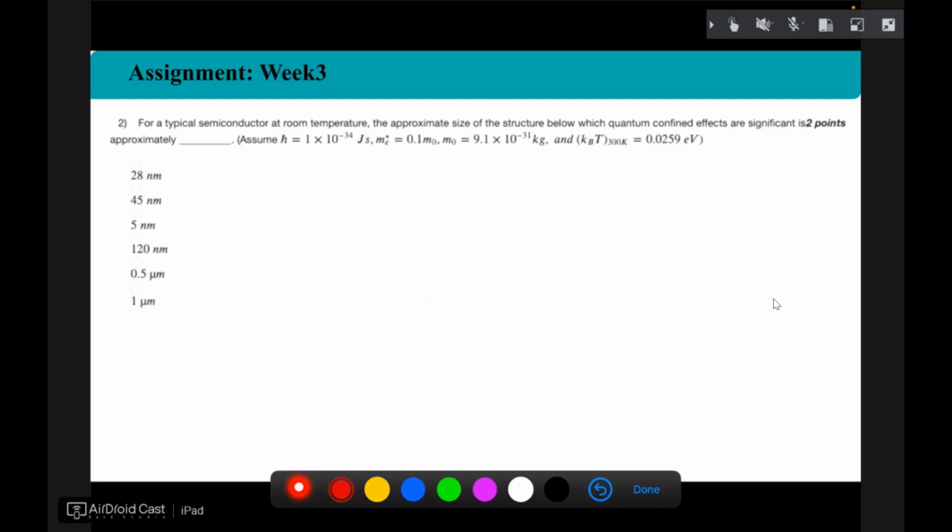The second question is: for a typical semiconductor at room temperature, the approximate size of the structure below which quantum effects are significant is approximately what? Theoretically, we saw for the electron, and even during revision we considered this example, with m star equal to 0.1 m naught, that it came out to be 5 nanometers. So with the given parameters we can also solve it.